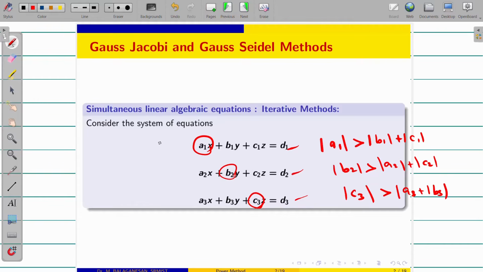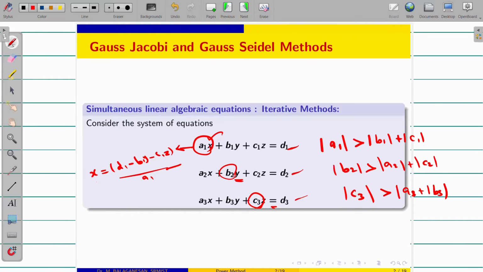If it is satisfying the condition, from this equation I can find the x value. How to find x? Take all other elements to the right hand side: x equals d1 minus b1y minus c1z divided by a1. I mean, write the first equation in terms of x, the second equation in terms of y, and the third equation in terms of z. This is what we are going to do here. This is the important thing.